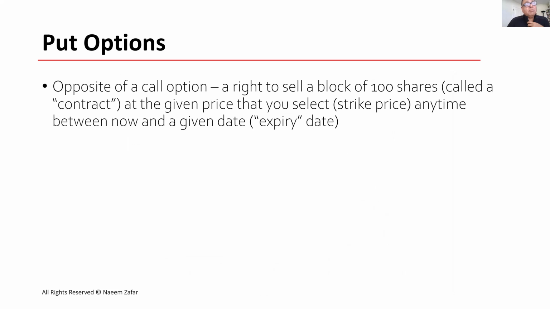It's a right to sell a block of shares at a given price that you select, called the strike price, anytime between now and the given date, the actual expiry date. So a call option is a right to buy. A put option is a right to sell.